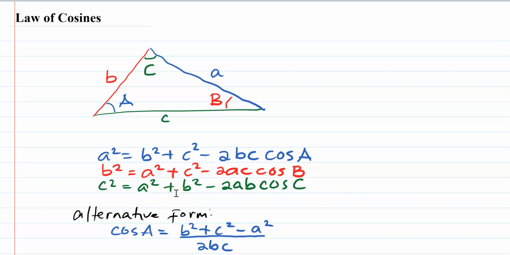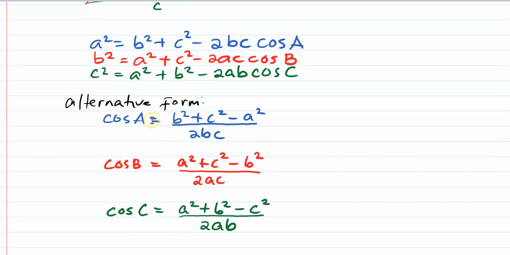We also have the alternative form of the law of cosines. First, we have cosine of A is equal to B squared plus C squared minus A squared divided by 2BC. Second, we have cosine of B is equal to A squared plus C squared minus B squared divided by 2AC. The last one, we have cosine of C is equal to A squared plus B squared minus C squared divided by 2AB. Now let's take a look at some examples.